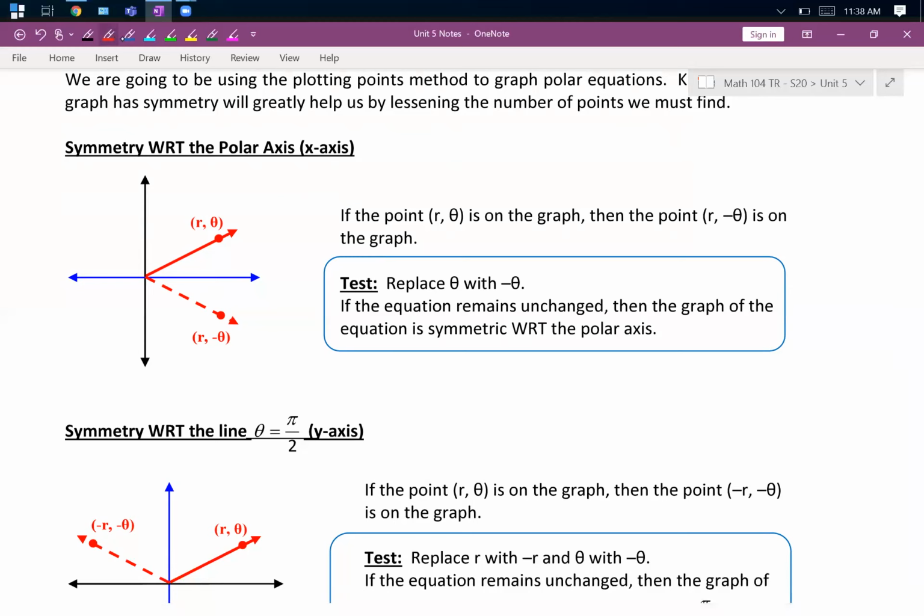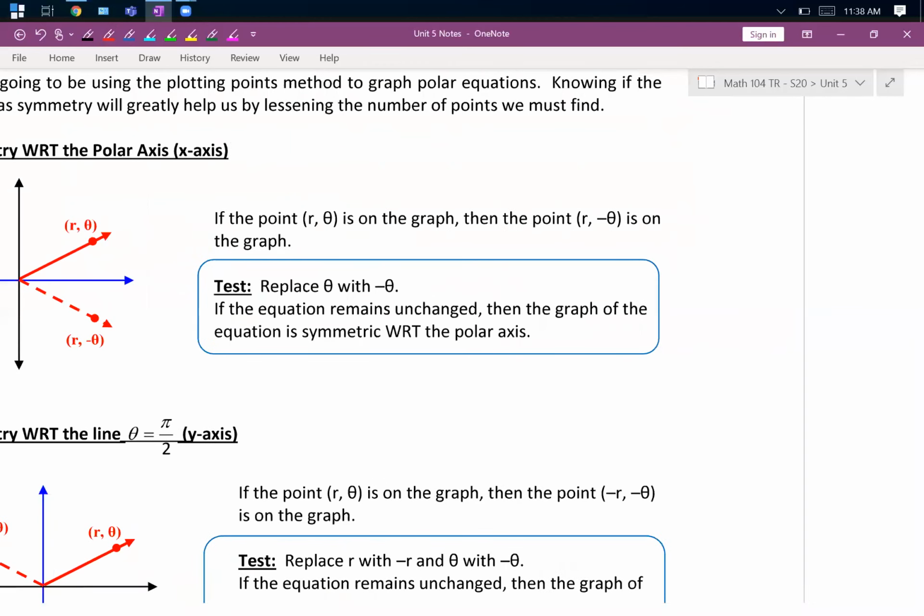When you do the cleanup for this, when you're replacing theta with negative theta, you need to remember your negative angle identities for sine and cosine, because most of the time our polar equations have sine and cosine in them. So remember that cosine of negative theta is equal to cosine of theta, and sine of negative theta is equal to negative sine of theta. We're going to be using that a lot with the symmetry.